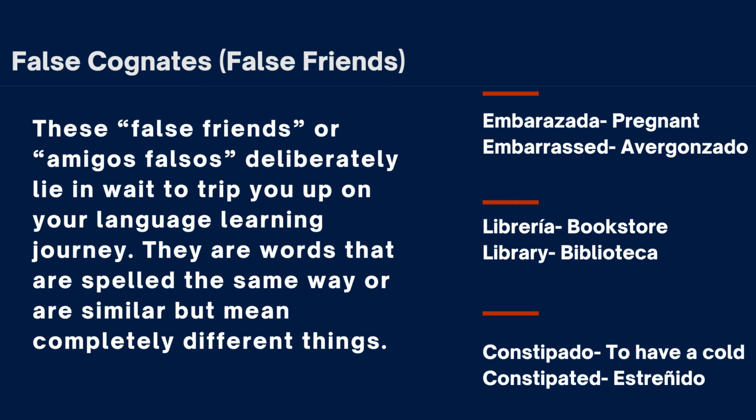Other false friends include librería and library. The difference is that one of them is for profit, bookstore, and the other is more philanthropic, library. So librería is bookstore and biblioteca is library. So very different. Some other false friends are constipado and constipated. While they both indicate a lack of health, they refer to very different conditions. Not knowing the difference could be disastrous. Constipado means to have a cold, and to be constipated in Spanish is estreñido.